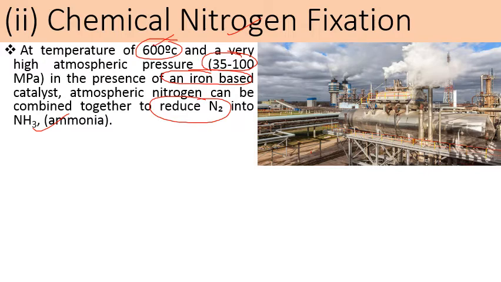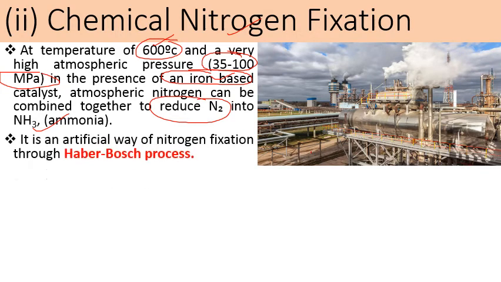Then it require very high atmospheric pressure of 35 to 100 megapascal. In the presence of a catalyst, that is the iron-based catalyst, जो atmospheric nitrogen है उसको हम ammonia में convert कर सकते हैं under these conditions. So it is an artificial way of nitrogen fixation through a process named the Haber-Bosch process.